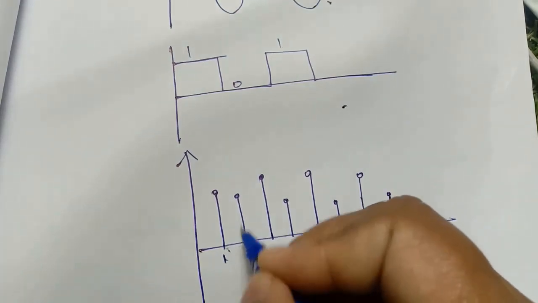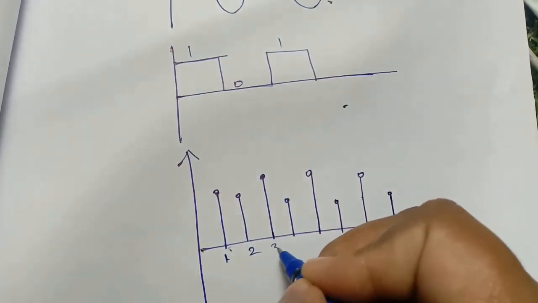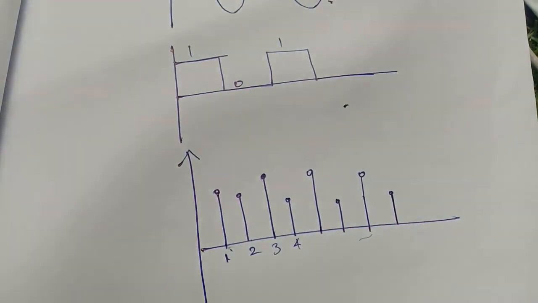There will be some time interval, and it will do the process, and the third and fourth, like that it keeps on going on the processing. This is called a discrete signal.